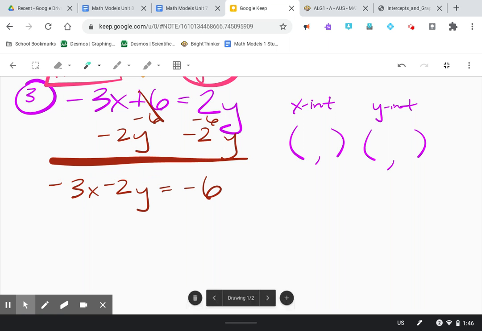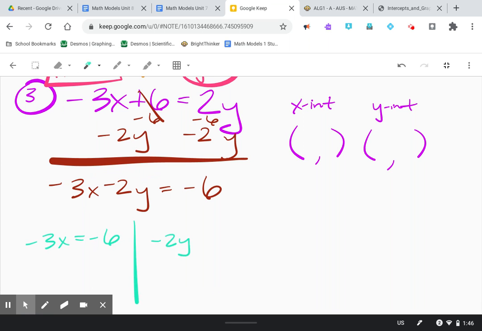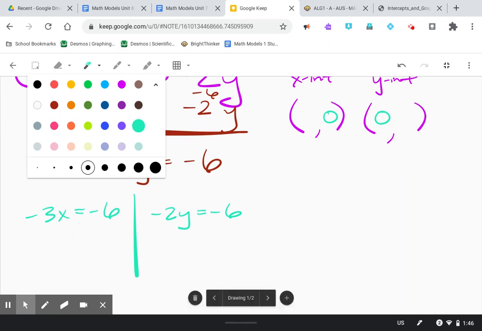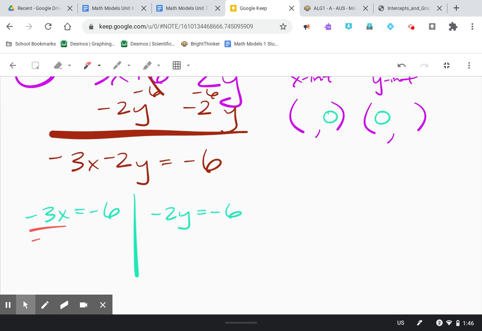So now we're going to break it up into 2 parts. We're going to do negative 3x equals negative 6, and we're going to do negative 2y equals negative 6 to solve for the x-intercept and the y-intercept. I'm going to solve by dividing. See how there's a pattern here to how you solve these.